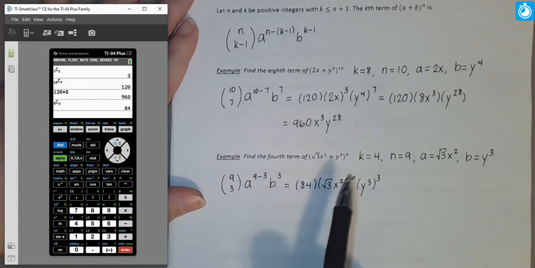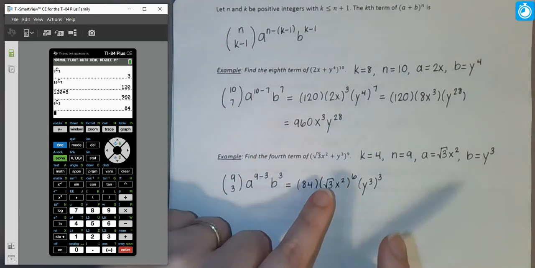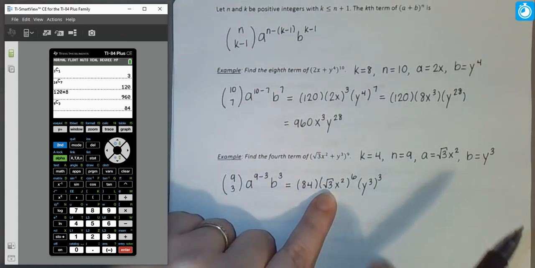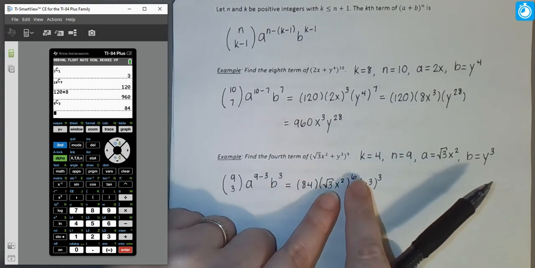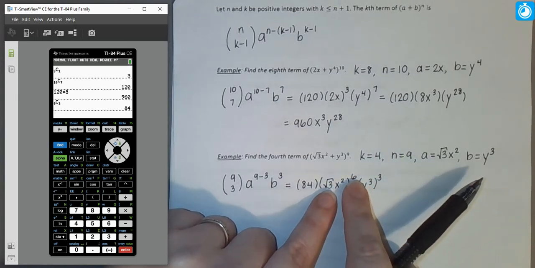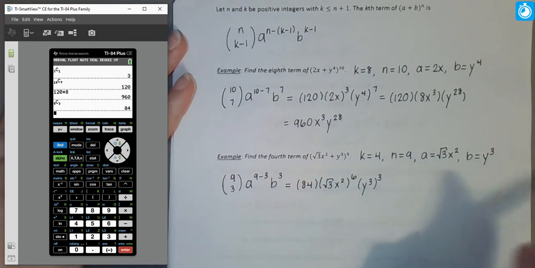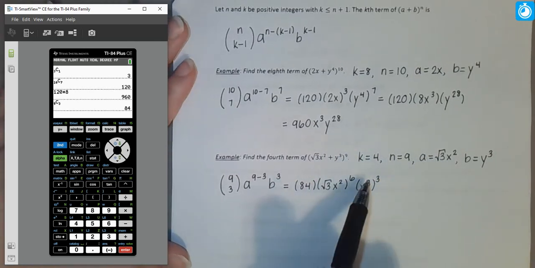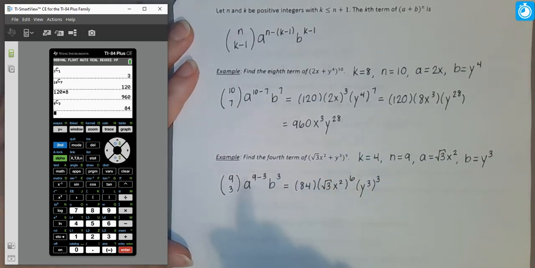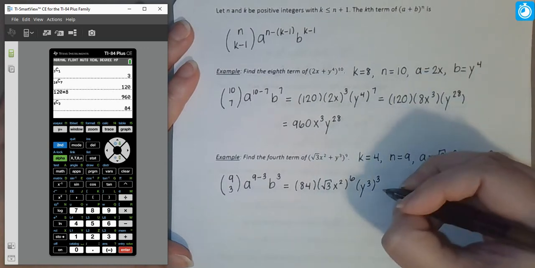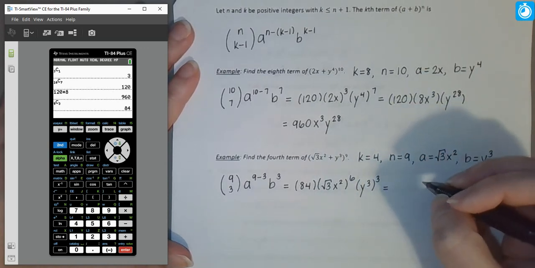Now the perceivably hard part here is dealing with that radical. But you have a calculator. The calculator can help you. I'll also show you how to do this without using a calculator, because in some cases, some powers applied to a radical are not easily simplified in a calculator. So we'll deal with that as we come to it.